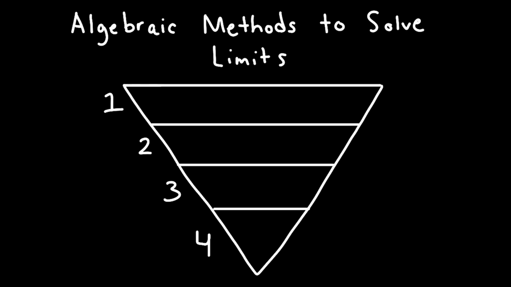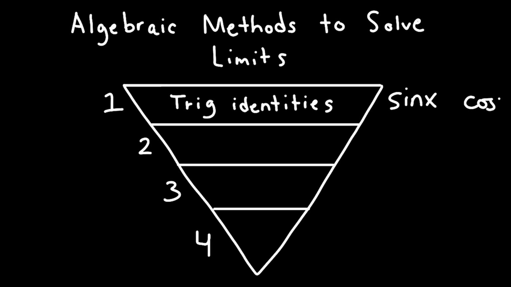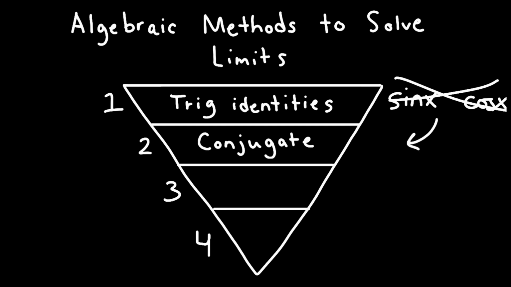Now, you're going to want to do each of these in order, and the first one on the list is trig identities. Whenever you see something in a limit like sine of x or cosine of x, you're going to know that you should probably use a trig identity. But if you don't see one of these, then you can go ahead and move on to step number 2, which is going to be using the conjugate.